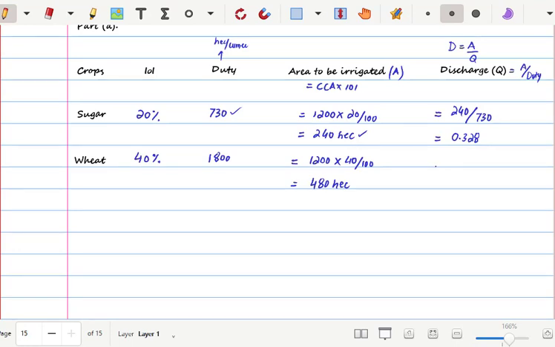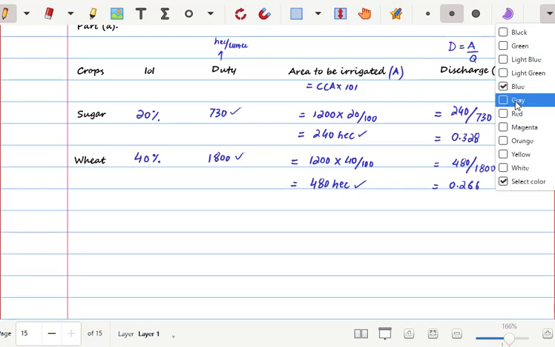And in case of wheat, area to be irrigated divided by duty. Area to be irrigated is 480 divided by duty is 1800. 1800 is the duty. So when you divide it, you will get 0.266.